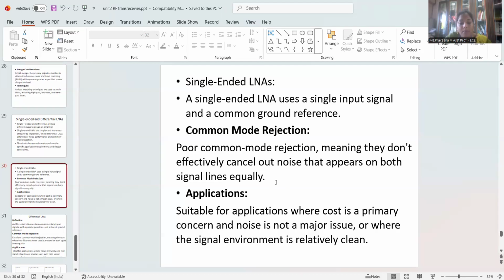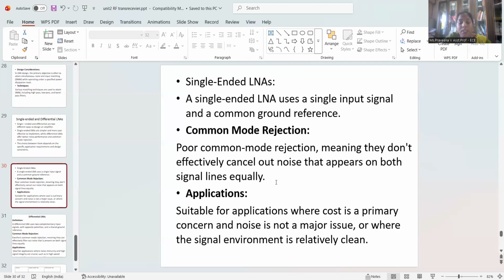Let us see the applications. Single-ended LNAs are mostly suitable when low cost is important, the circuit is very simple, the power consumption is very minimal, and noise is not a major concern. We use single-ended LNAs in FM radio receivers, basic wireless receivers, and simple RF modules.